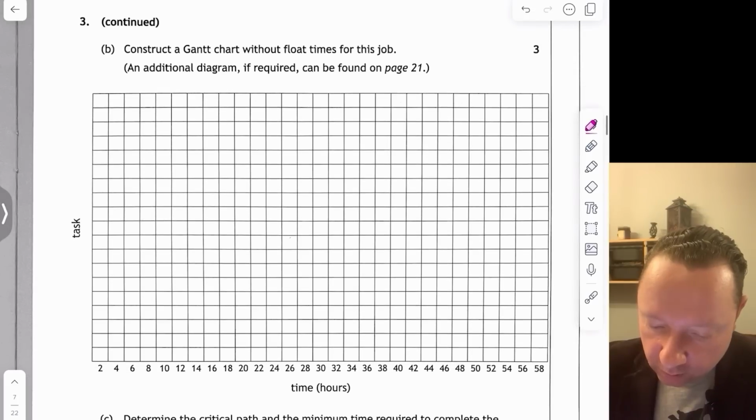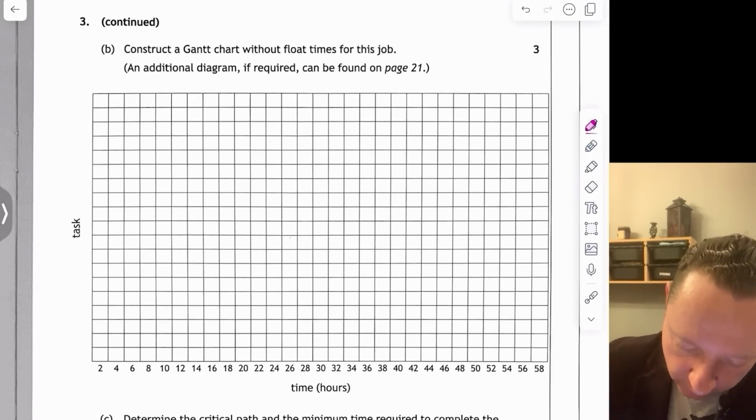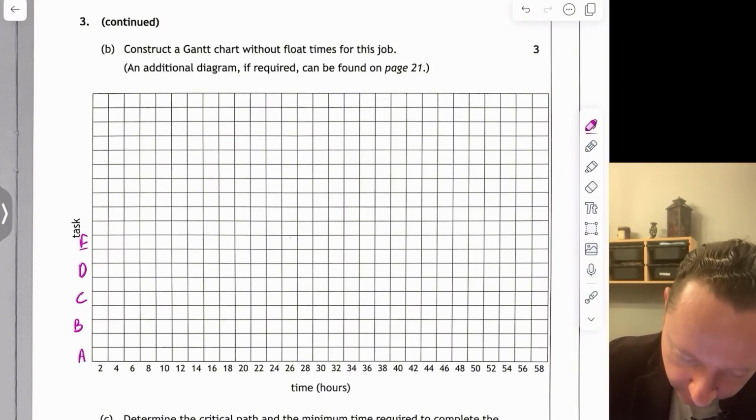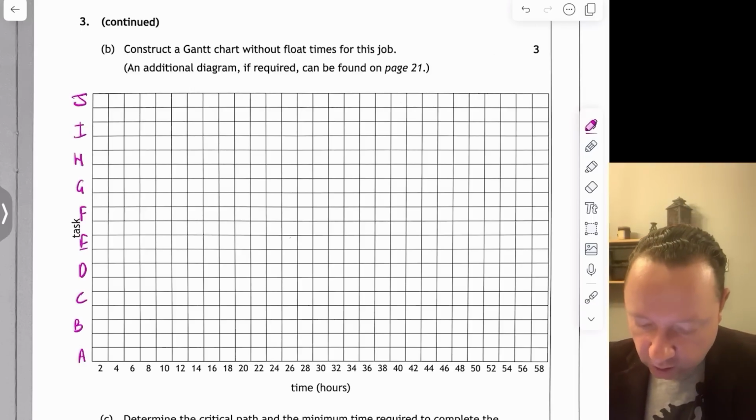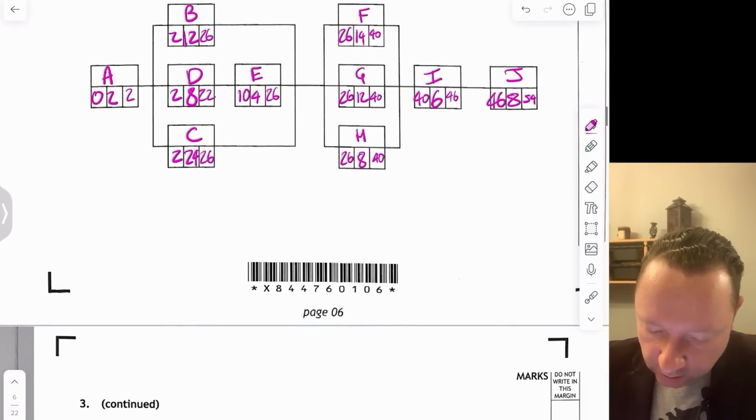Construct a Gantt chart without float times for this job. Okay, so you can go up or down the way. I'm just going to go up the way. So I'm going to start with A, skip to B, then C, then D, then E, then F, then G, then H, then I, then J. So notice that these go up in 2, so watch out for that one. And the first one starts at 0 and takes 2.